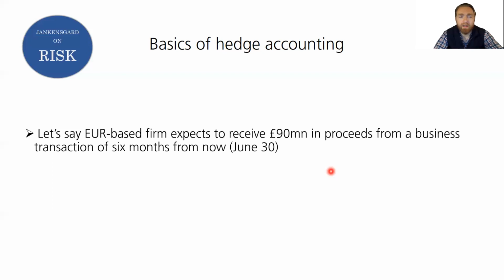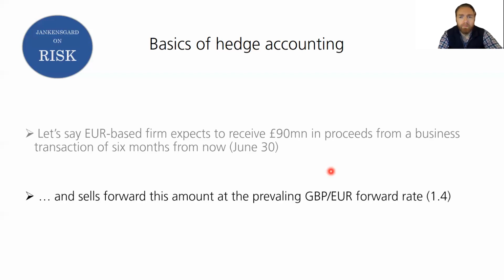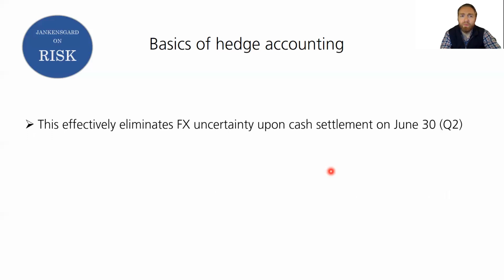All right, so let's take a euro-based firm now, expecting a receivable in pounds 6 months from now, and that will be June 30, right? So we're at January 1st and looking ahead here. So we decide to sell forward this amount at the available forward rate between the euro and the British pound. Then we can lock in the forward rate at 1.4.